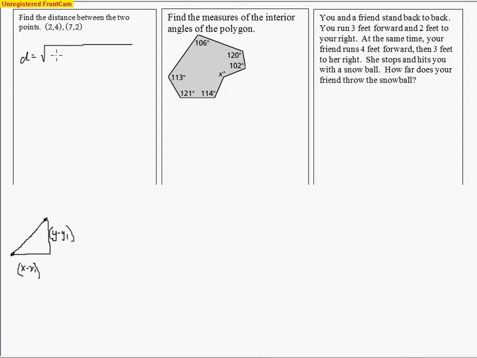So we're going to do 2 minus 7. Those are the two x values, x minus x1. We're going to square that answer, because that's what we do with the triangle. Leg squared plus leg squared equals hypotenuse squared. And then take the difference of these two y values, 4 minus 2, quantity squared. So that was y minus y1.